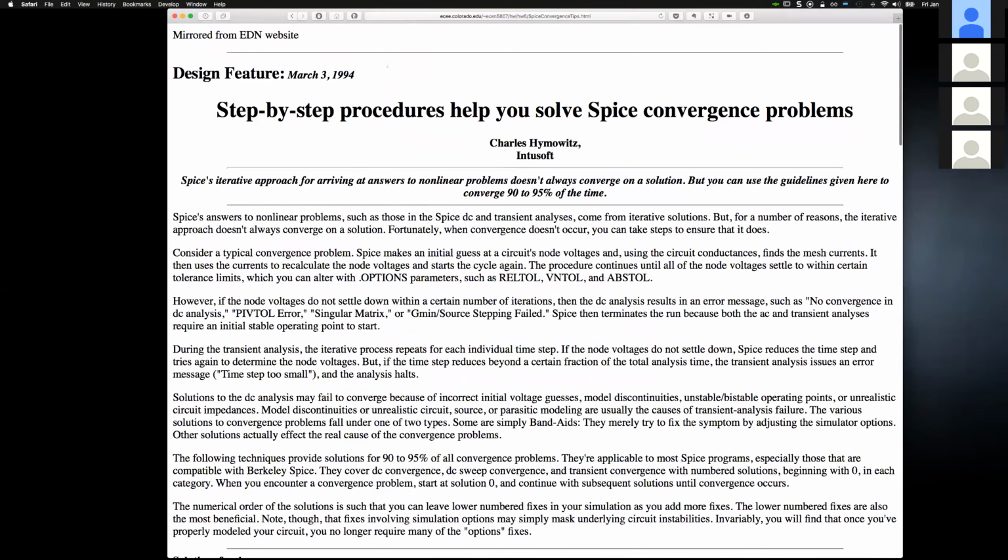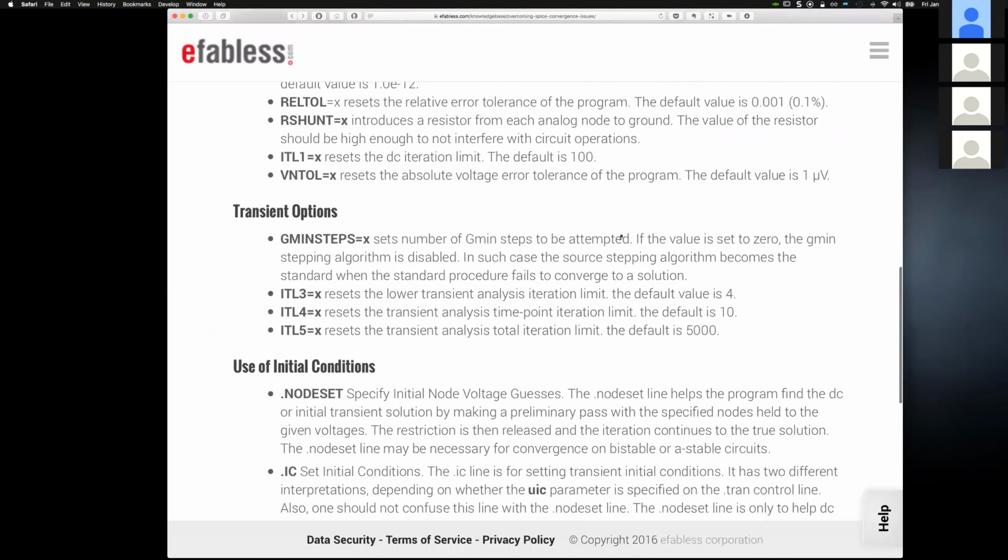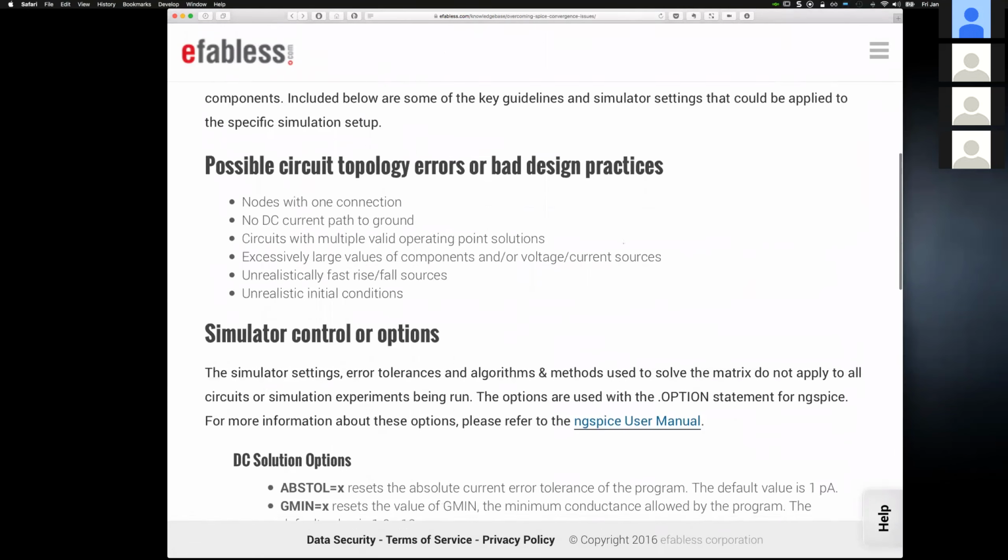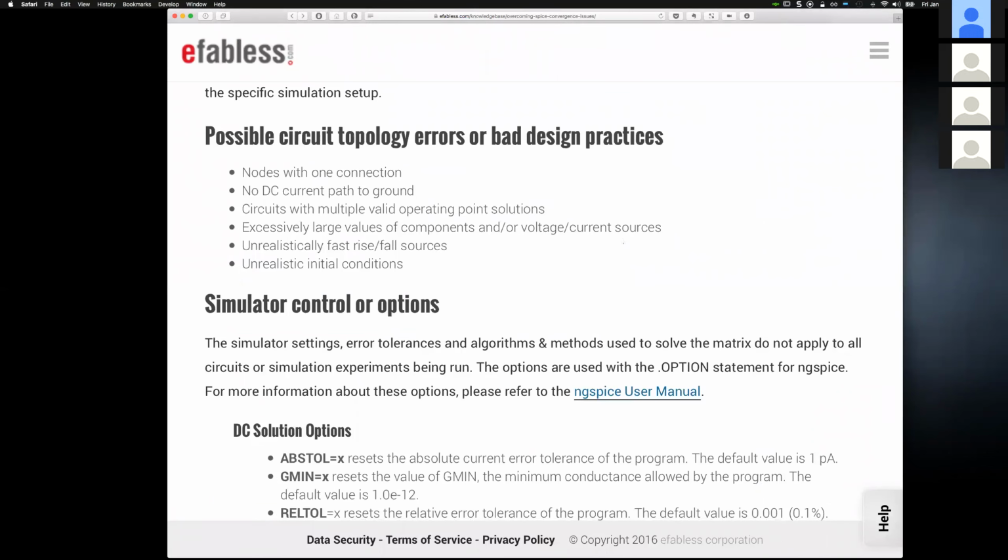So if I go back to the page here, I'm going to stop here just real quick on the circuit level issues. Are there any questions?